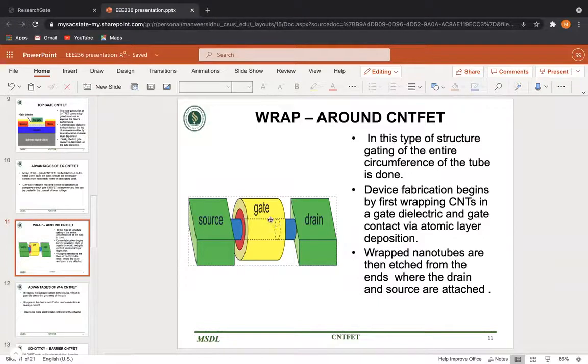The clever engineers came up with this idea of changing the shape of the gate, as it reduces a lot of the limitations that were seen in the previous structures that we have observed so far.